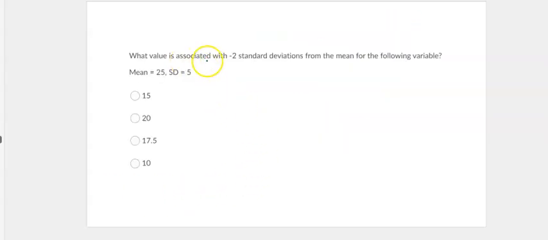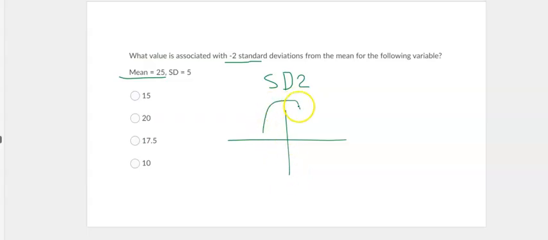What value is associated with minus 2 standard deviations? This is SD2, but it's minus 2, so you should go to the left side. The mean is 25, and the standard deviation is 5. Now you have to go to the left side because it's minus 2. First, 25 minus 5, that is SD1, which is 20. Now SD2 is 15. So you have to say that it is 15.